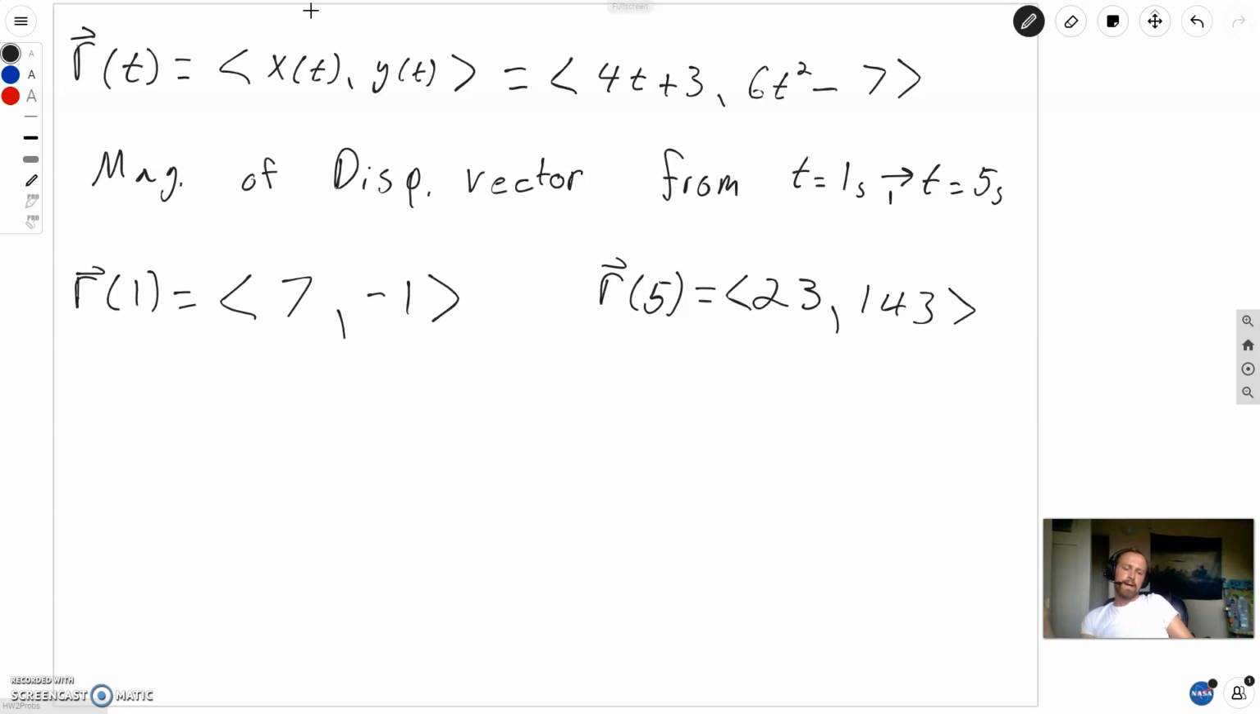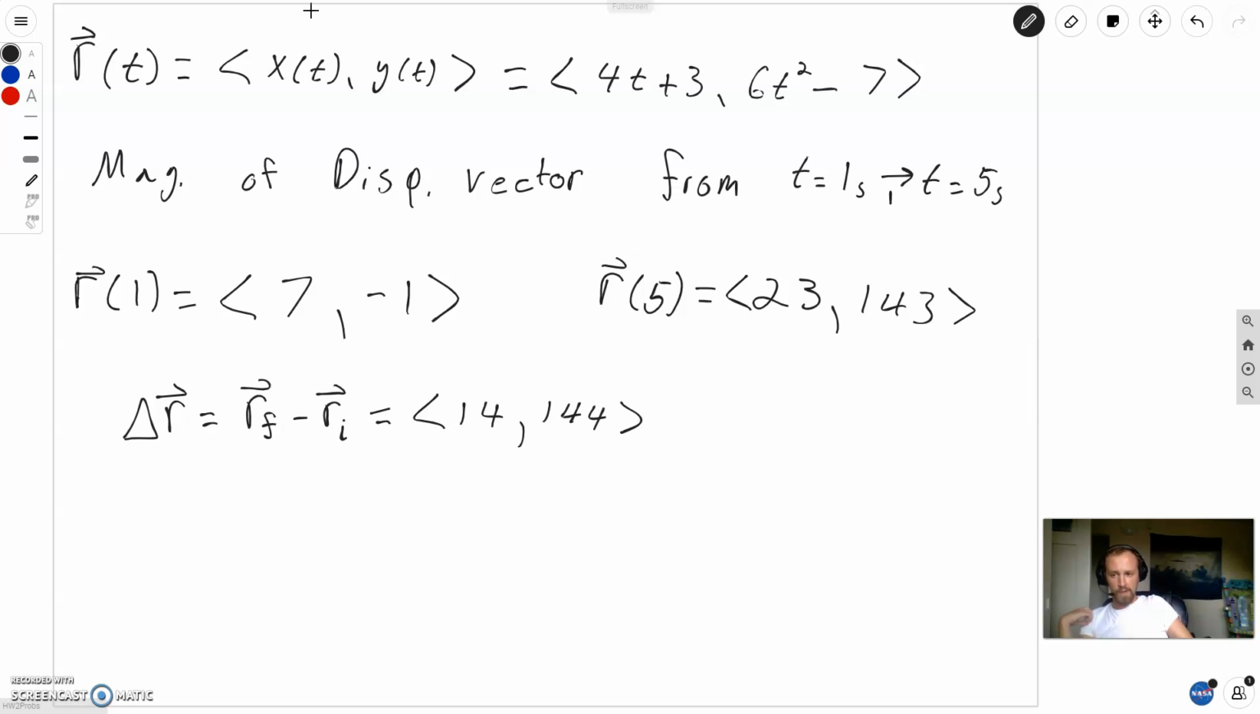Okay. So now to get the displacement vector, I'll call it delta r. Whenever you're talking about displacement, you always mean some kind of final minus some kind of initial. It's also kind of what this delta means, final minus initial. So I'll get 23 minus 7 is 14, and I'll get 143 minus negative 1 is 144.